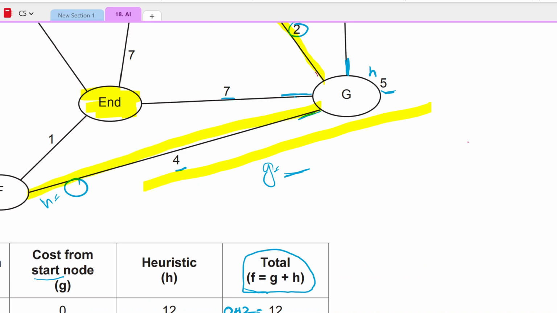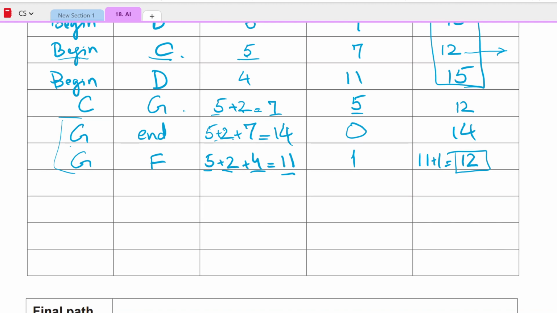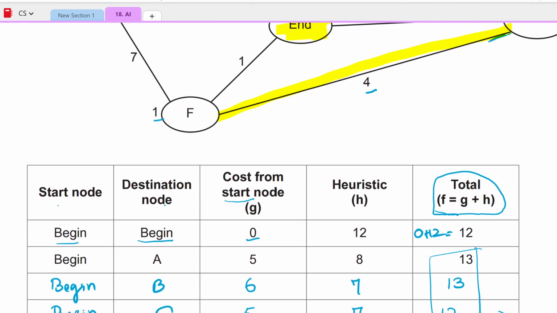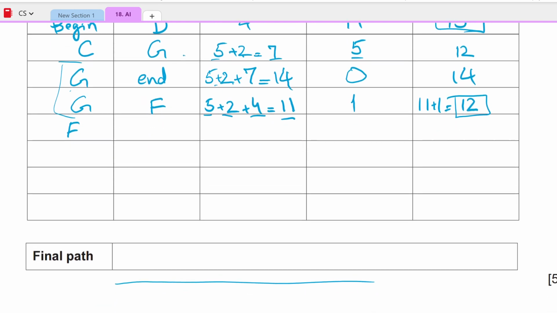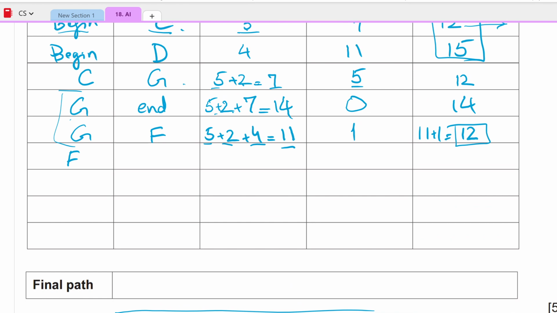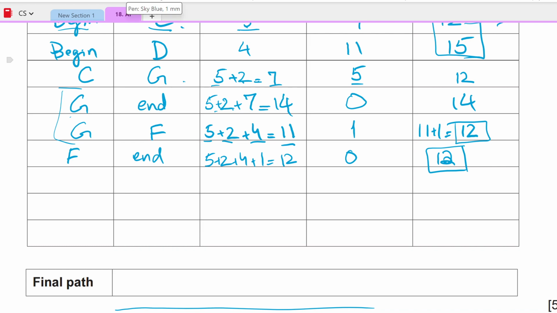G to F, the picture moved, I think. So now from F, we can see that we have to move from F to end. That is, G is 1 and it has the heuristic value 0, if it is not mentioned, it is going to be 0. F to end, so 5 plus 2 plus 4 plus 1 gives us 12, 0. So total at the end we have the value 12.